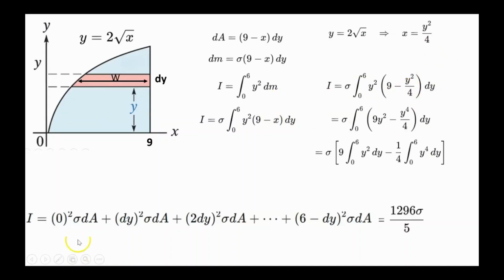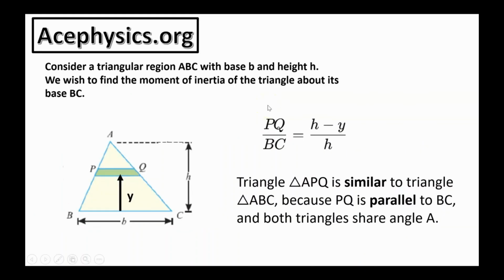This integral is equal to this infinite sum. This sum is equal to the moment of inertia of this parabola when it's rotated about the x-axis. This is a simple integral to do, and it's equal to 1296 over 5 sigma. And on to the next problem.